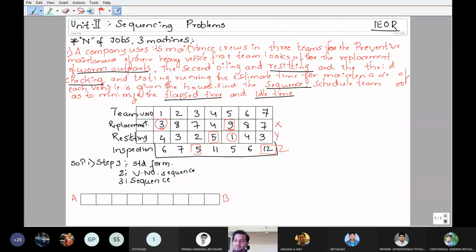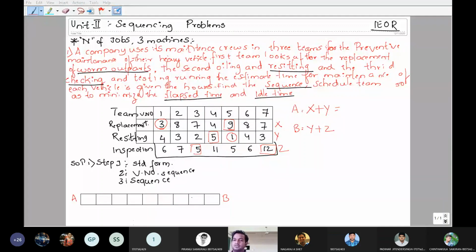Now 5 is the maximum in the resetting. Here also the maximum is 9, but we need to start from the replacing, and the minimum time is 3. But what will happen after replacement? Only the setting will go, resetting will be final, and the rechecking will go. In this problem, we can do X plus Y here and Y plus Z here. We'll consider them as A and B.